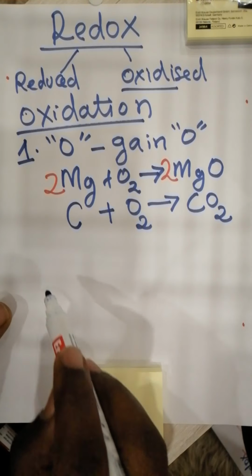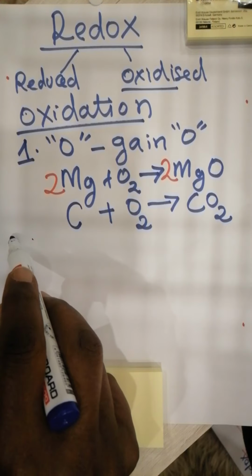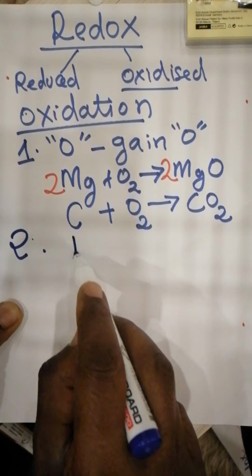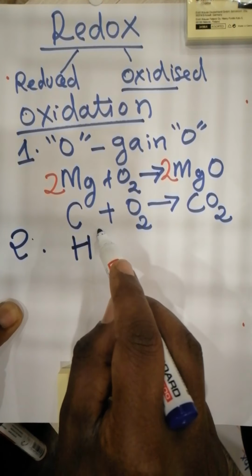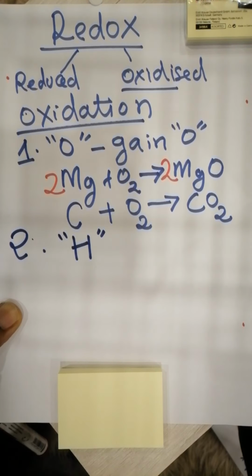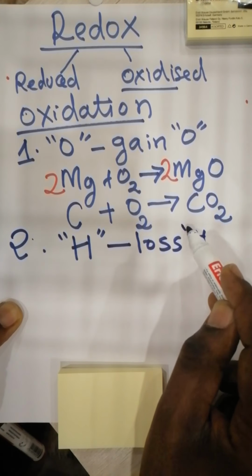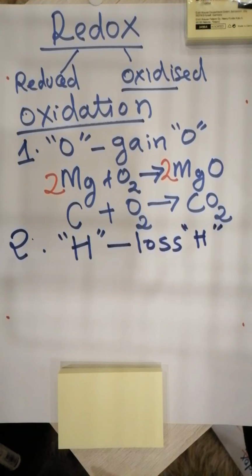What about the second definition? The second definition of oxidation is with reference to hydrogen. In this case, we define oxidation as loss of hydrogen atom. If a compound during its reaction loses hydrogen, we say that it has been oxidized.